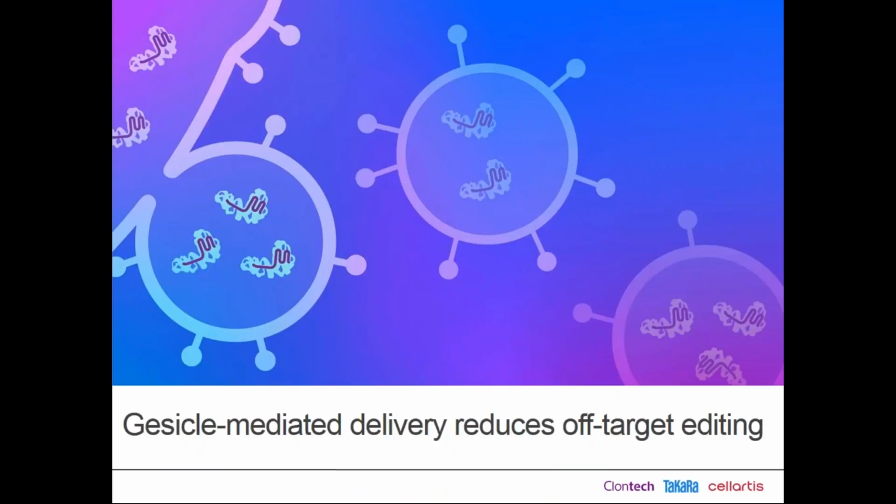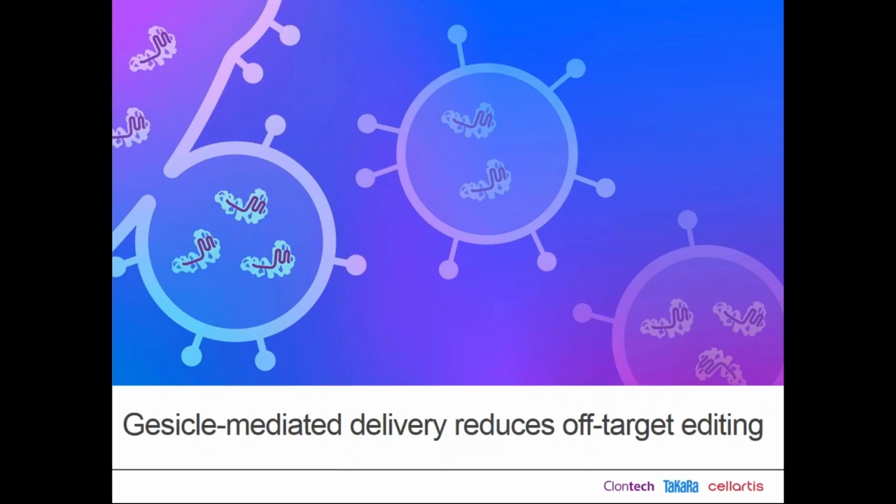So the last point I would like to discuss with regards to Gesicles is off-target editing. It has been published by others that Cas9 protein or Cas9 RNP delivery can help to decrease off-target effects, and this is explained by a very short burst in Cas9 activity. The protein will be active very quickly, but will also be degraded very rapidly. So we wanted to check whether this is also true for the Gesicles.